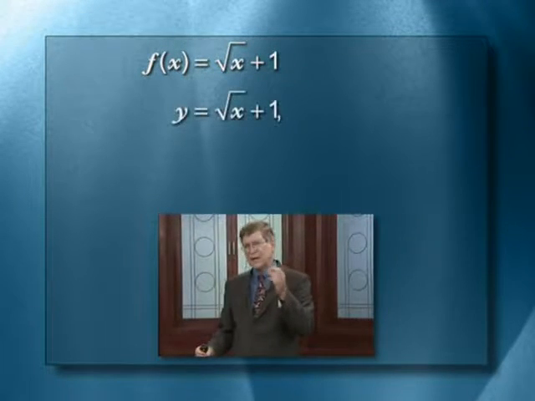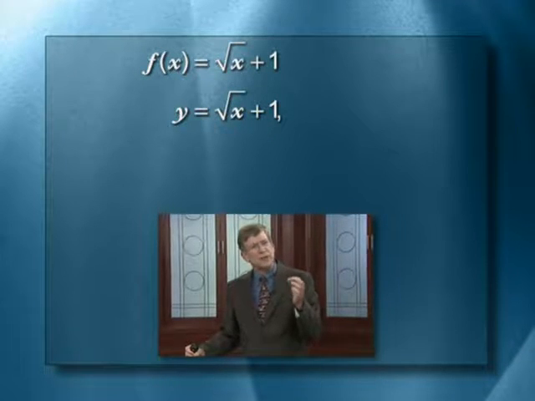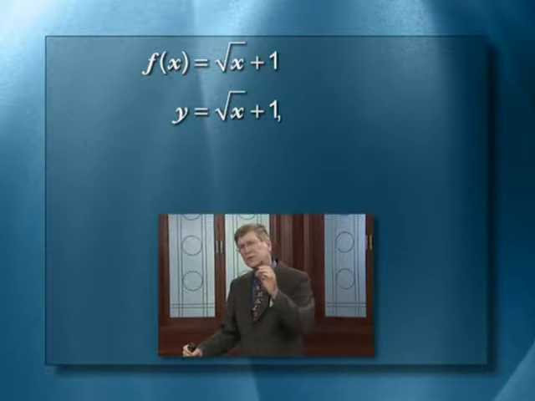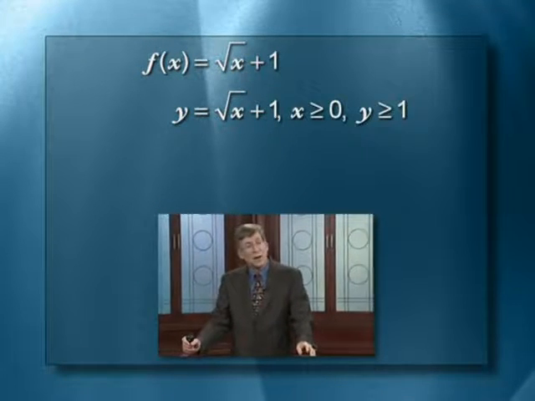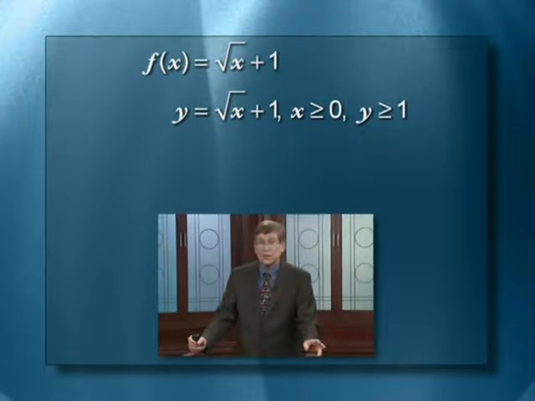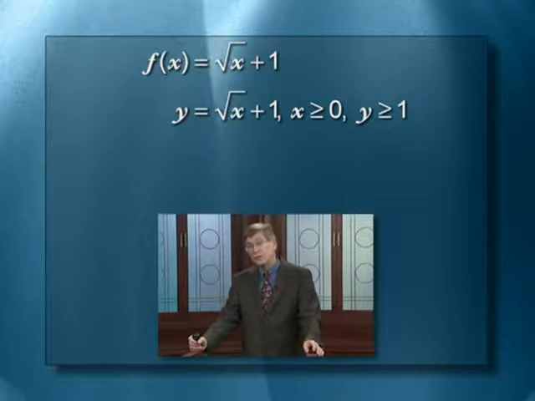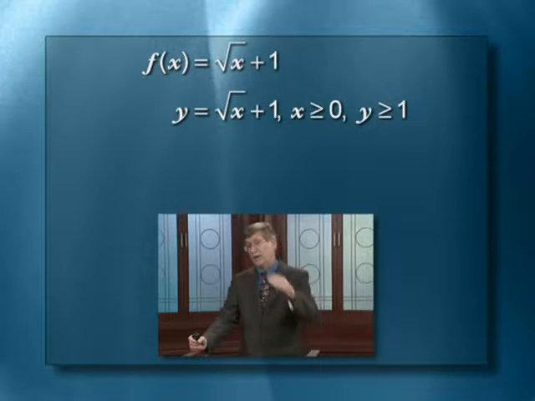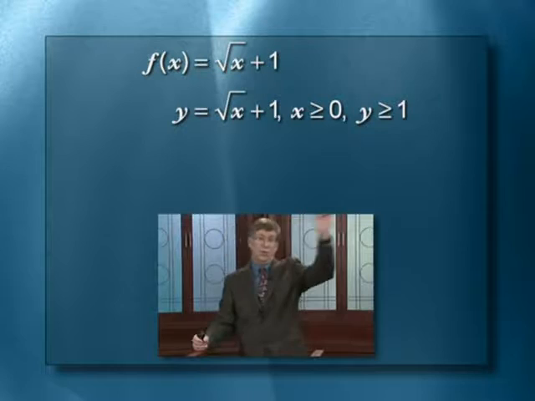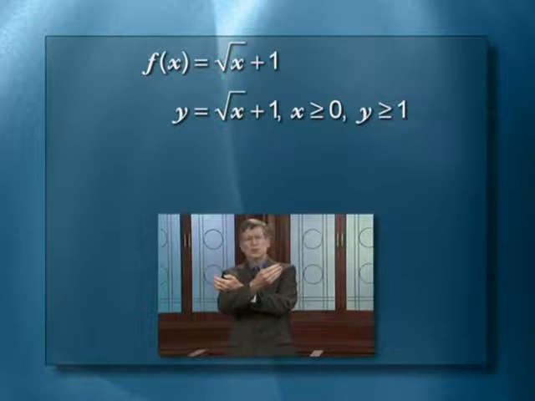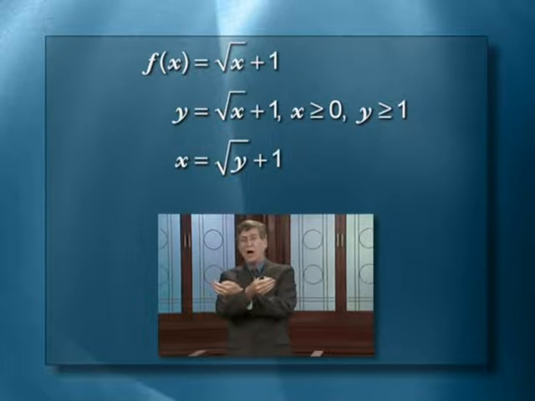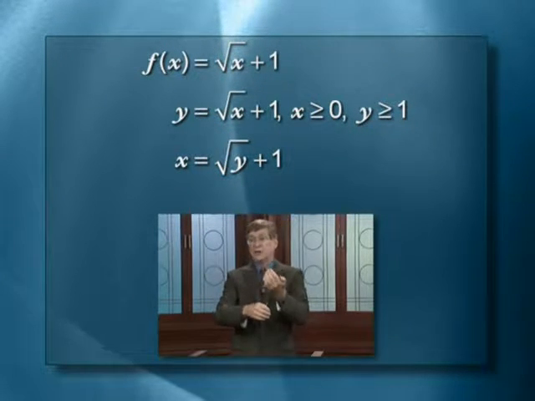Write the function as y equals square root of x plus 1. And let's be very specific about the domain and range here. X has to be greater than or equal to 0 because we're using square roots. And y is greater than or equal to 1. Remember that graph, y started at 1 and then went off. Okay, interchange the roles of x and y. In other words, every time you see a y, put an x. Every time you see an x, put a y.